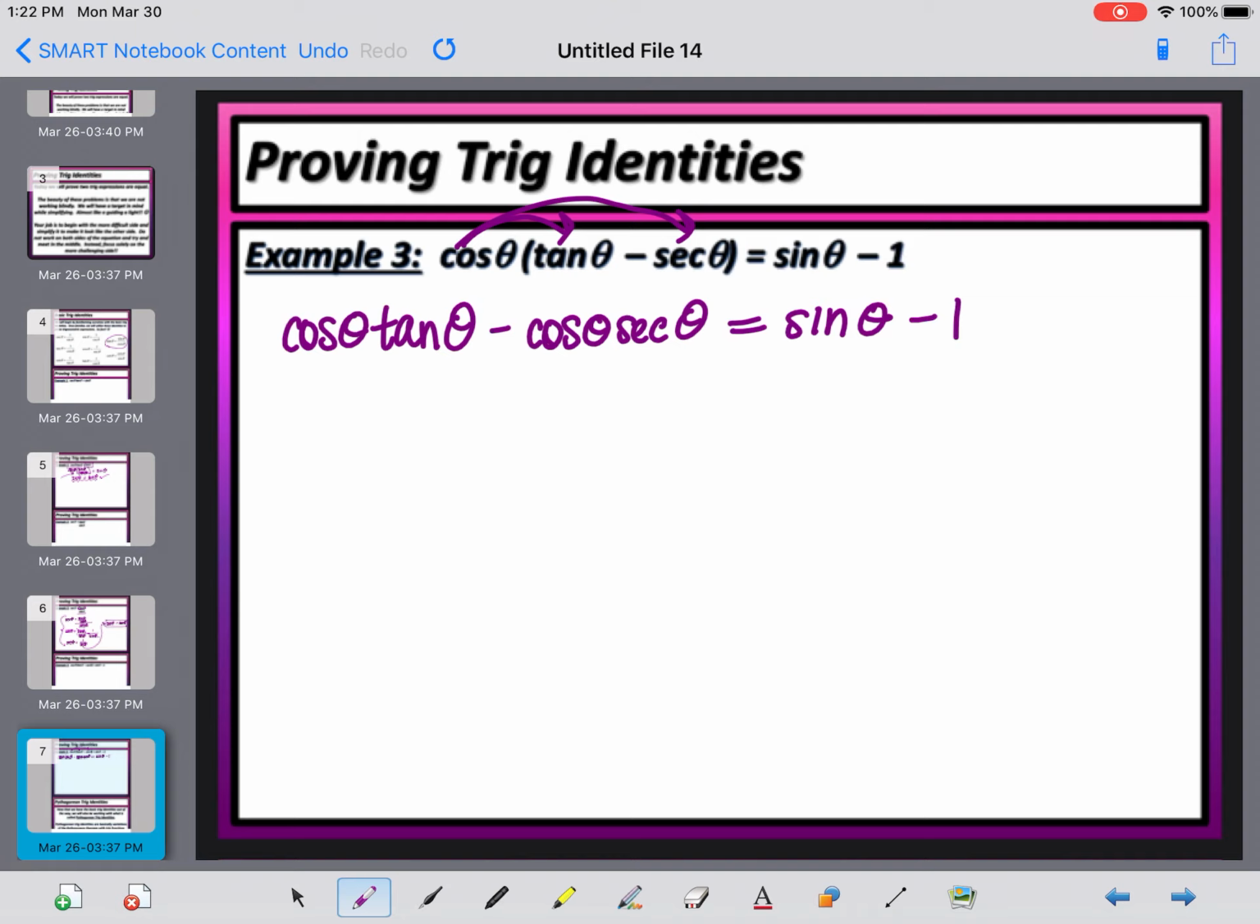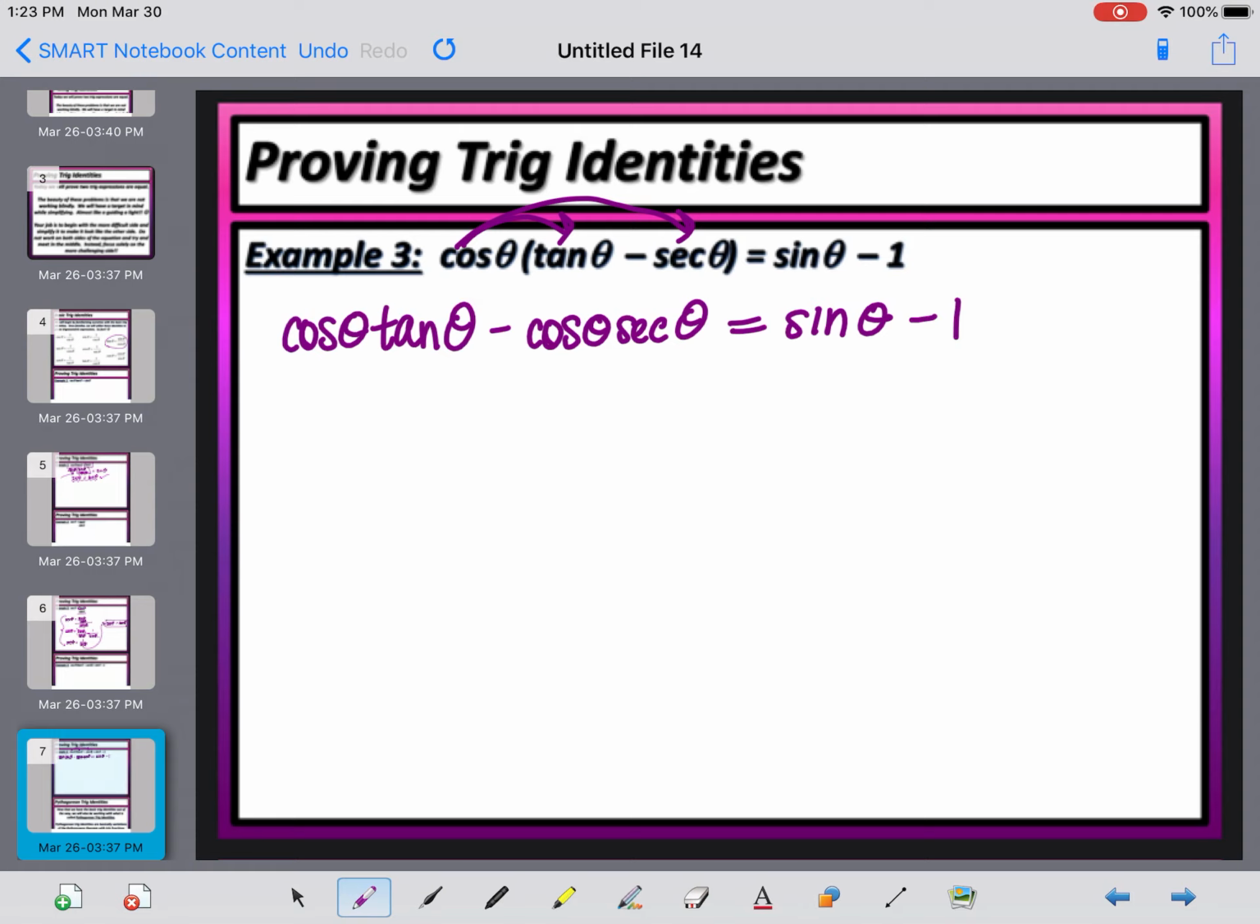Now we can only work on one side of the equation. So once you choose the left, you have to stick to the left. If for some reason that's not working out, go back to the very beginning, start over, and you could choose the other side, but then you can't work the left.